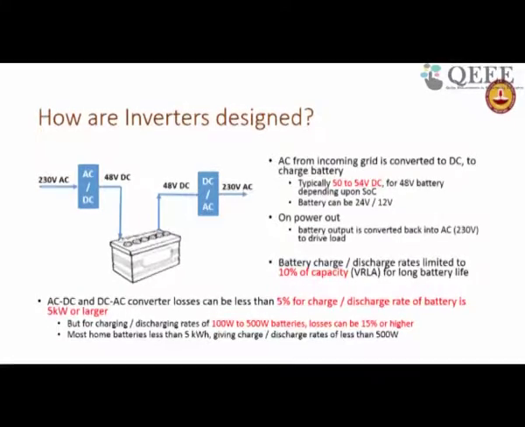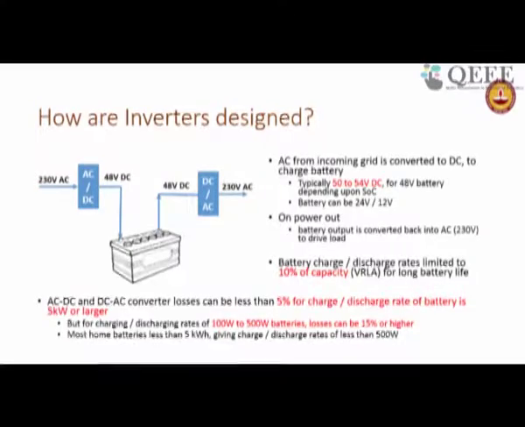If, on the other hand, charging rates are 100 to 500 watts, even 500 watt will mean a 5 kilowatt hour battery. That's probably the maximum that you will have in your home. The losses can be 15% or higher. So 15% losses here, 15% losses here, plus 10%, that's 40%, probably a little more, like 45%. That's what most inverters have.